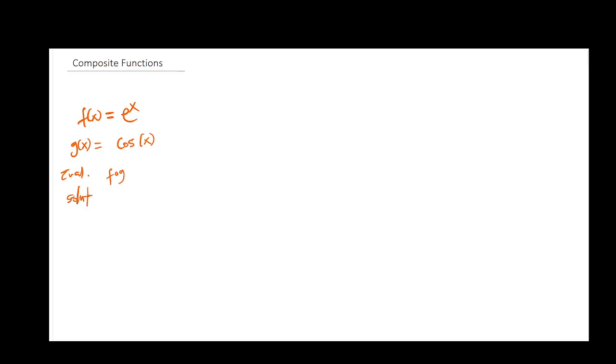Now, how do we solve this? F of g is equal to f of g of x, and our f is the exponential function e to the power of x, and we'll replace that with g of x, which is cos x, and that becomes our final answer.